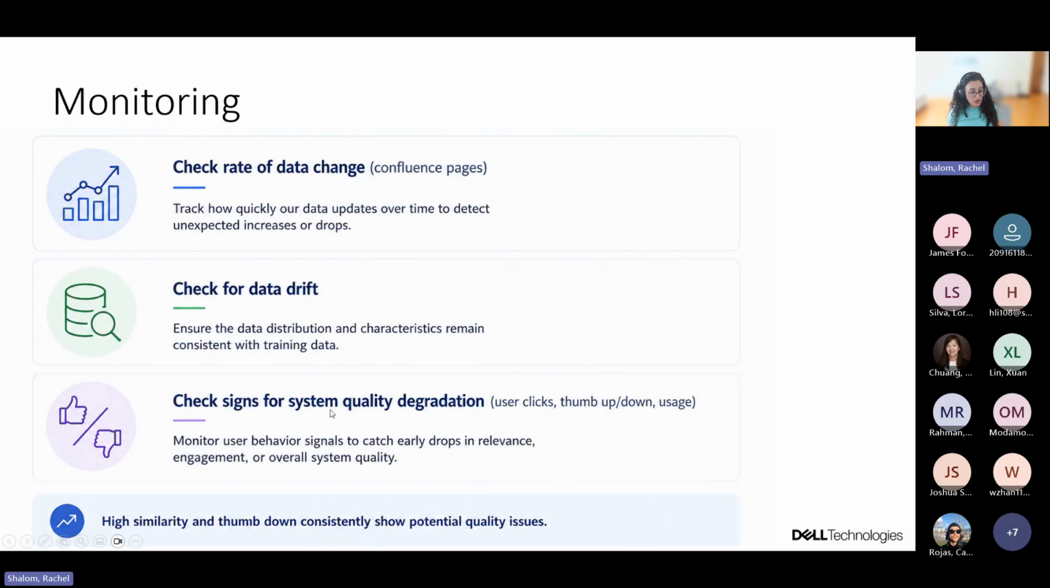And we also check system quality degradation. For example, people can normally provide a thumbs up or thumbs down on the website. And when we provide answers, we also provide the links to the sources, and we check the rate of clicking on the links and whether that has changed.